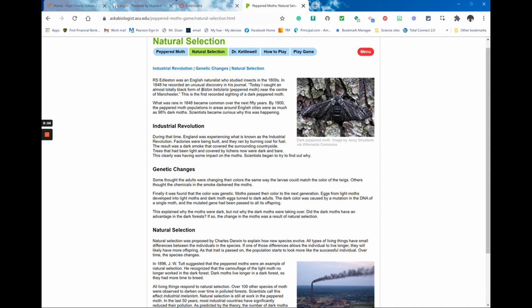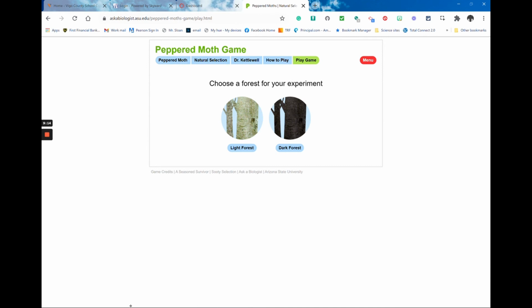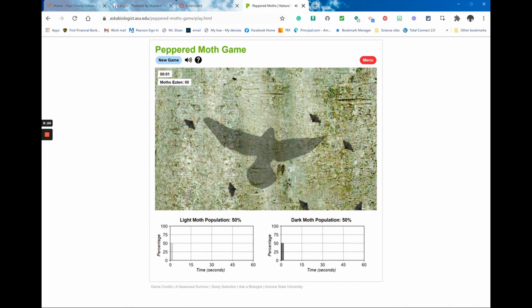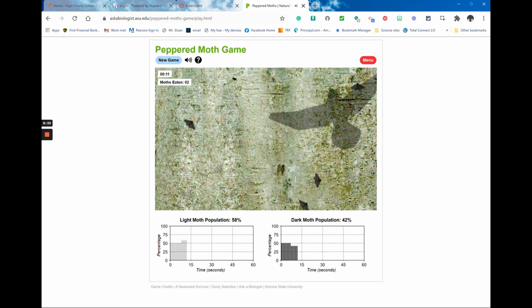And when you go to this website, you will see it says play the game over here. If you click on that, you can choose whether you want the light forest or the dark forest, and you can play the game. So basically what you do, if we click on the light forest, you're going to have a bird that you can move around, and you can eat the moths. When you see a moth, you can tap on it. You should be able to just tap right on your screen with your finger, I believe, on your Chromebook. It's a little hard to do with the touchpad. But you can just go through and eat some moths, and it will give you a timer up here, and it will tell you how many moths you have eaten. And then when you're done, it will give you some information.